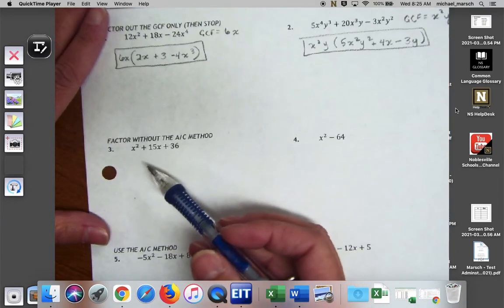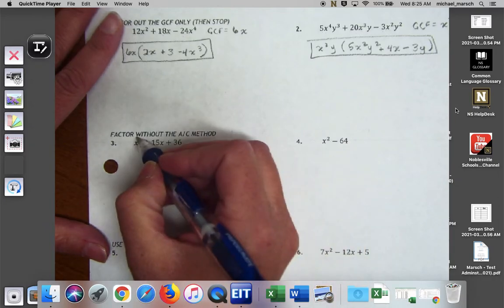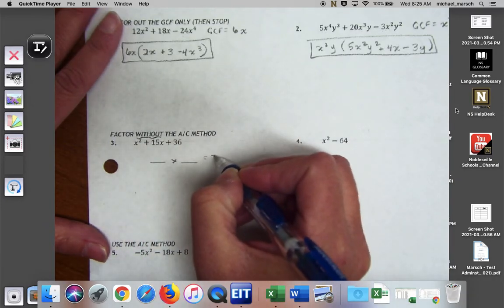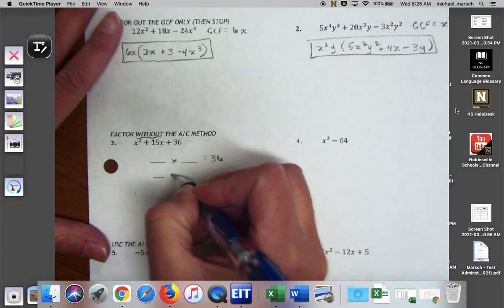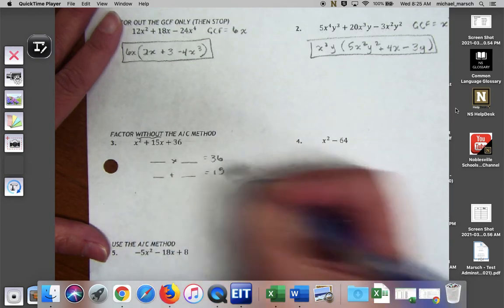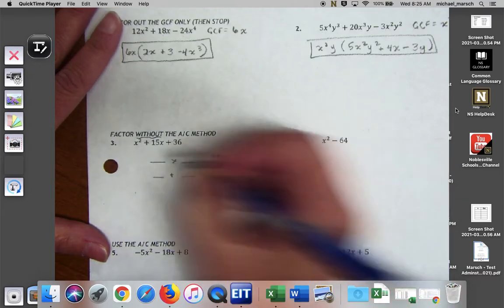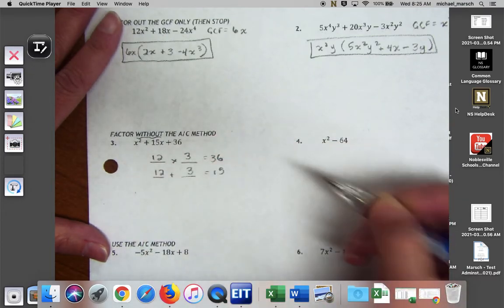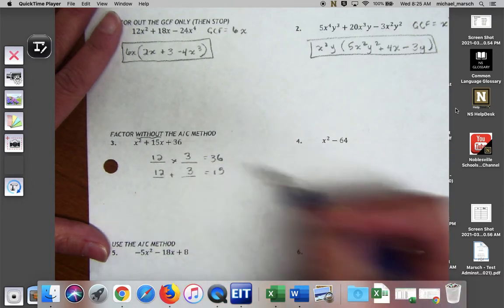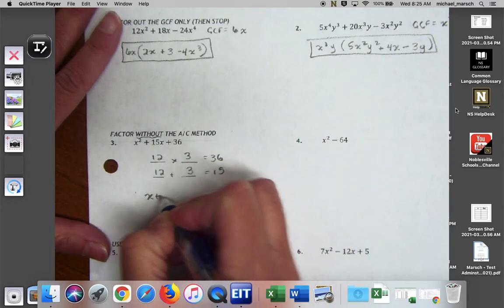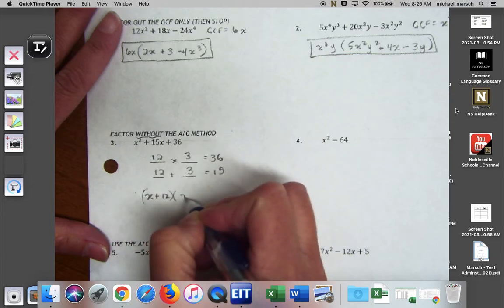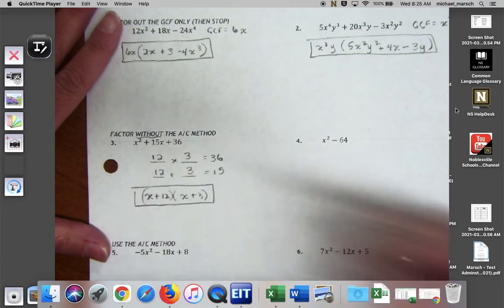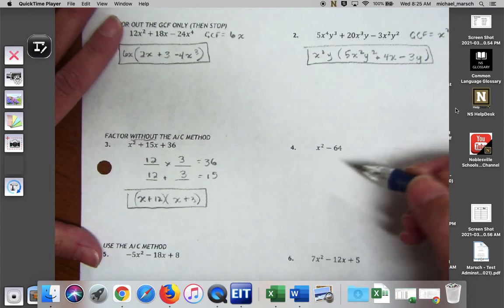All right, these next two we're going to factor without the AC method. So that's just simply what times what equals C, and what plus what equals 15. So my answer here would be 12 and 3, because 12 times 3 is 36, 12 plus 3 is 15. So my answer is going to be x plus 12 times x plus 3. And I'm done.